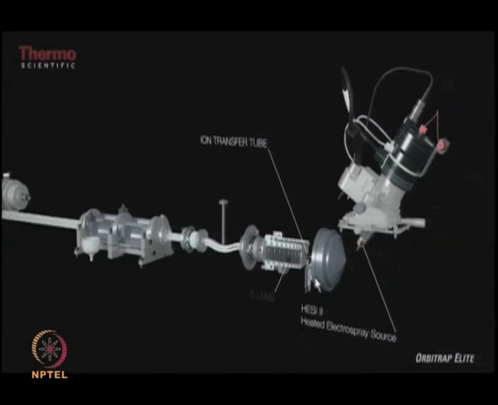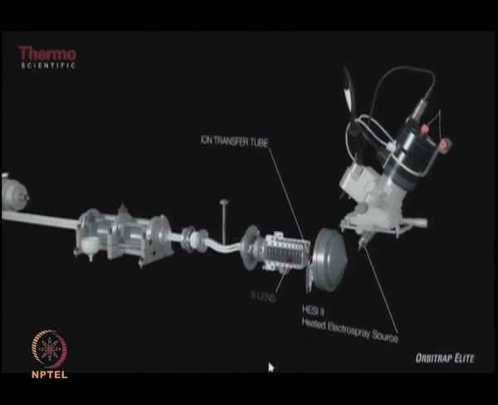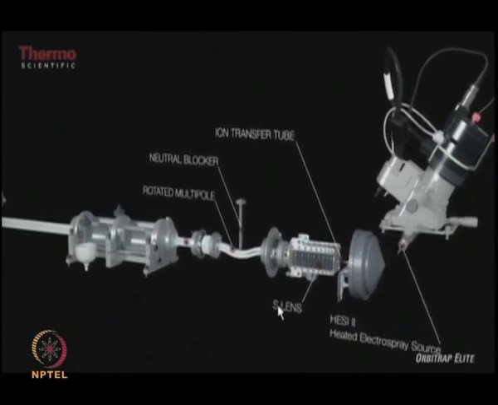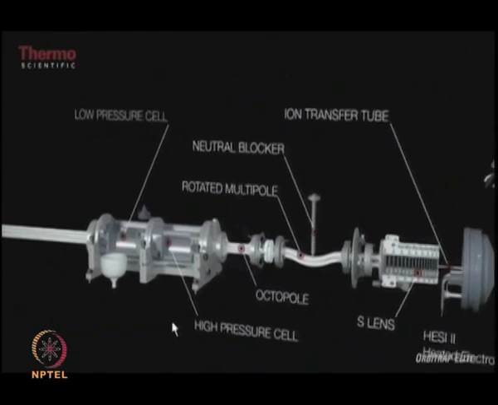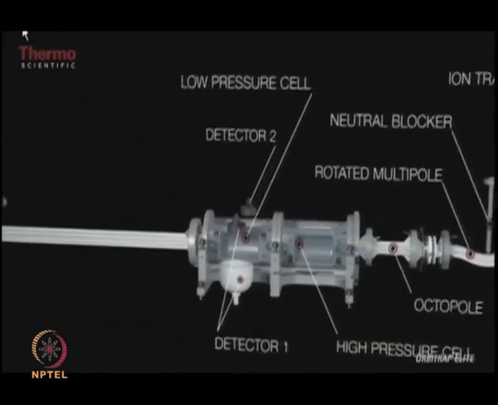Then you have the transfer optics, and we have the S-lens, which is the newest generation of transfer optics. After the transfer optics we have the transfer tubes, and we have the neutral blockers which block the neutrals coming from the source. Then we have the octopole, and then the ion trap. In the ion trap we have two cells: one is the high pressure cell, the other the low pressure cell.